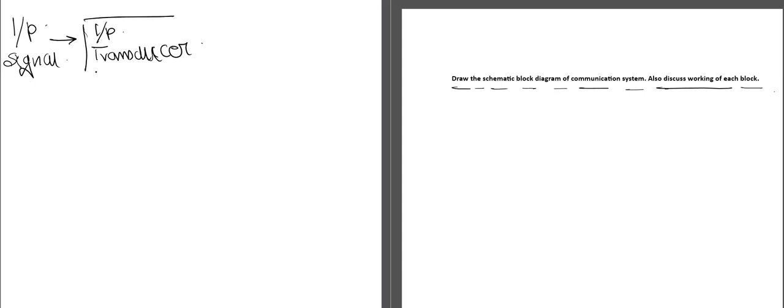Okay, so first will be our input signal, then we will have the input transducer, then we will have our transmitter.